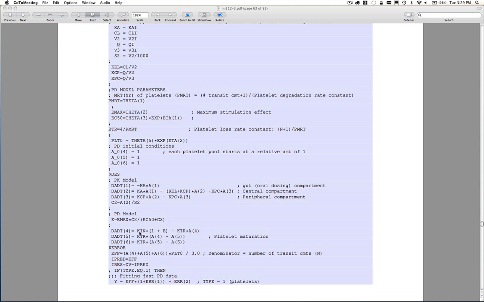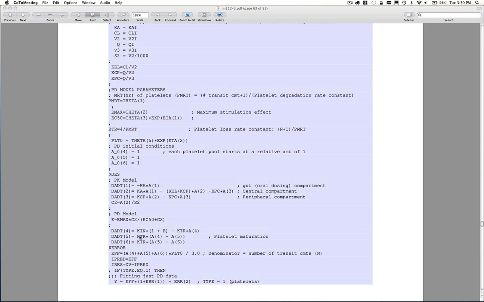And so when we stimulate this production, those stimulated cells start to move through. Under initial conditions, A4 is one, A5 is one, and A6 is one. Platelet zero is the estimated value. So if you add 1 + 1 + 1, it's 3, and then divide it by 3, the number of compartments, you're going to end up with just that value at time zero.